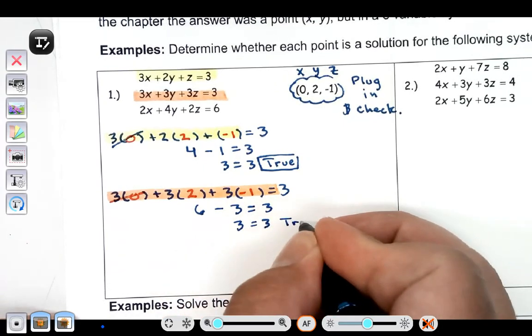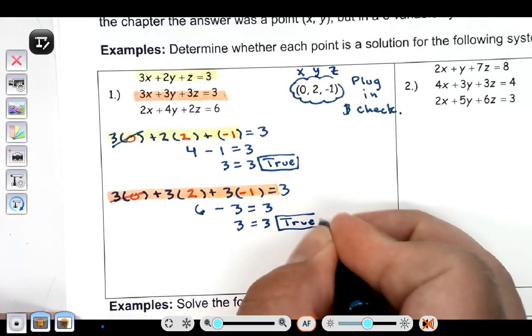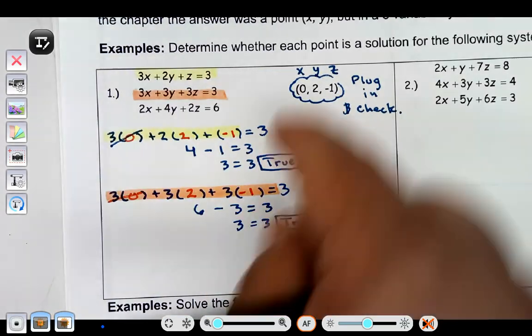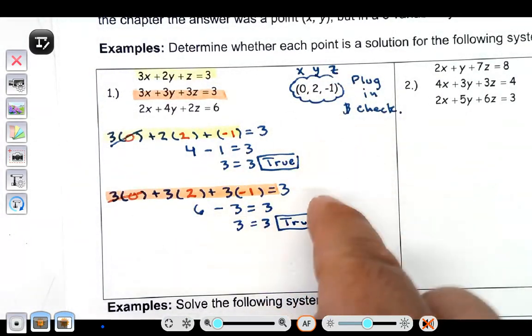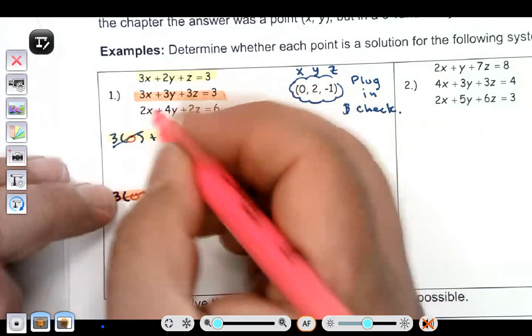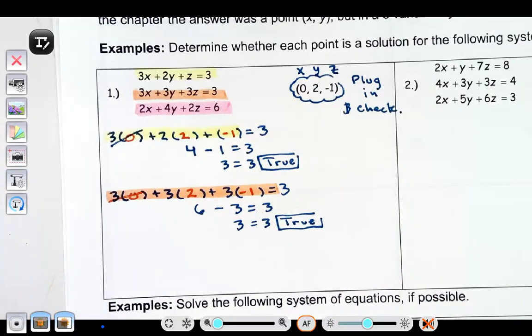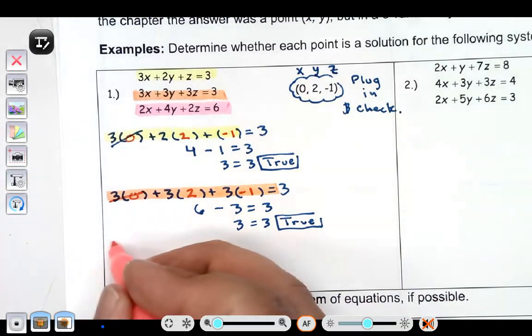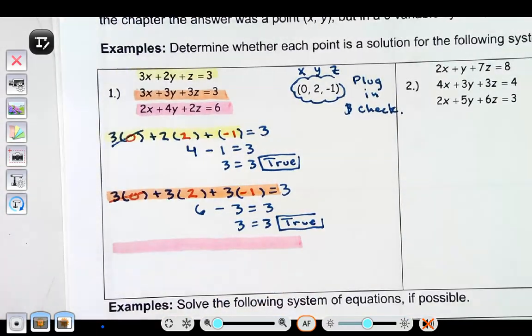All right, it's looking good. It has officially worked for two of our equations. Does that make it the solution? No. We have to check the very last one. So here comes our last equation that we're going to double check. We have just enough room here to double check our answer.